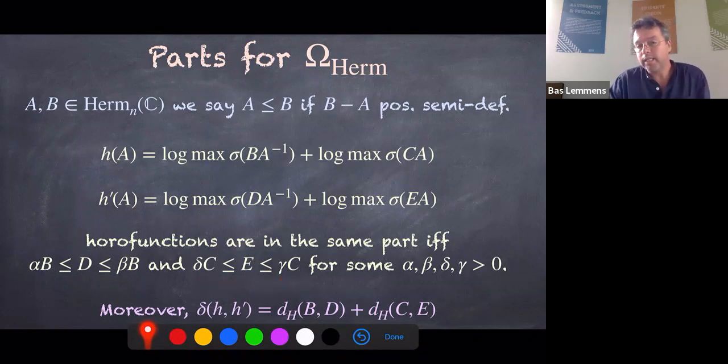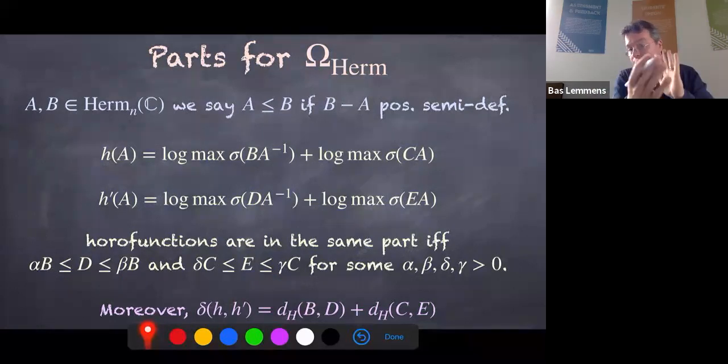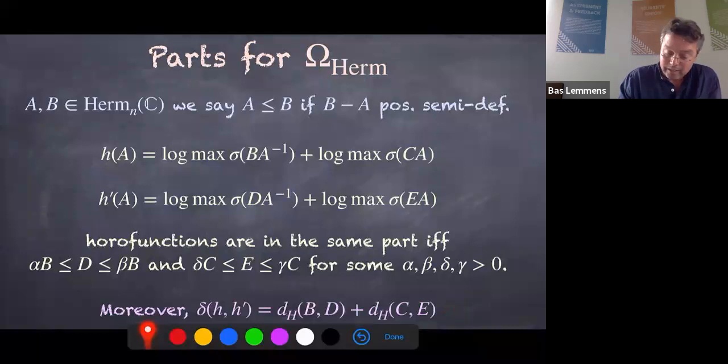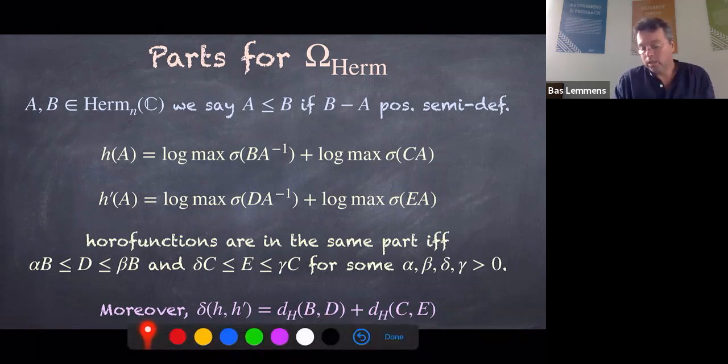And geometrically speaking, it means that there's this cone of positive semi-definite matrices, and these matrices B and D should be in the same relative interior of a face of this cone, and the same for C and E. In fact, you can compute the Hilbert detour distance, which is the sum of two Hilbert distances, namely the Hilbert distance between B and D plus the Hilbert distance between C and E. So you can explicitly compute this.